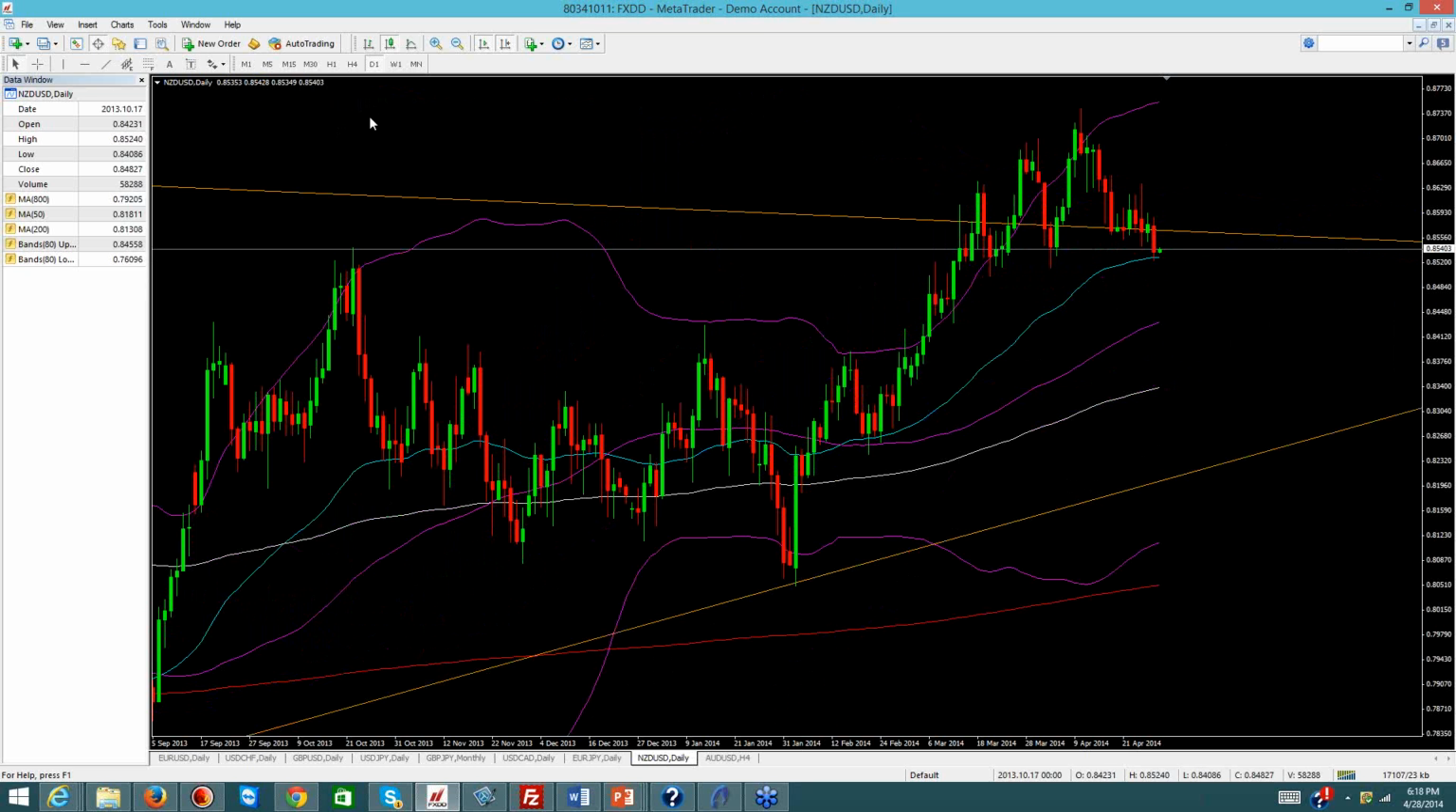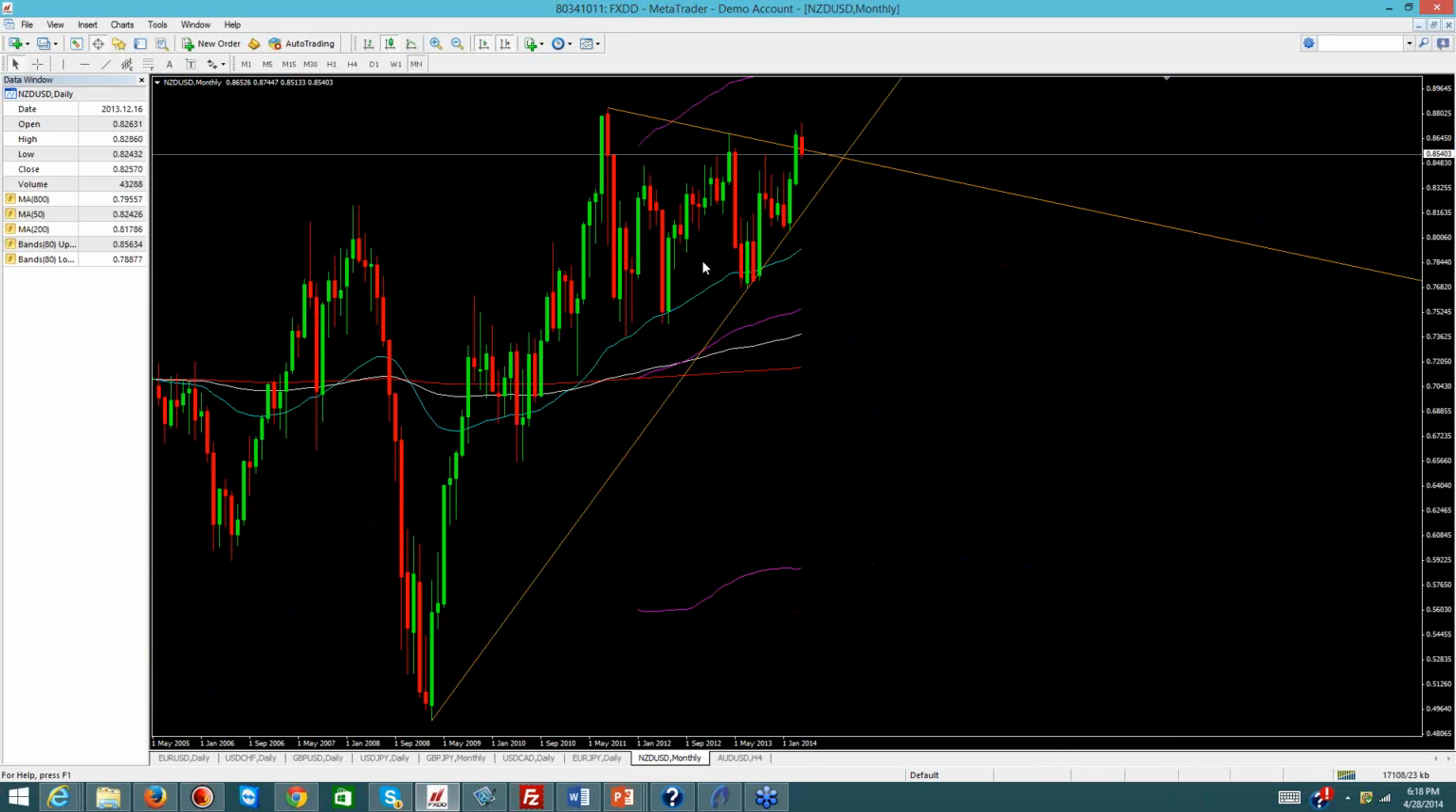All right, so the New Zealand dollar. New Zealand's been interesting. New Zealand went up and had a nice tumultuous drop right back into the channel. So I need to take a look at the monthly here.